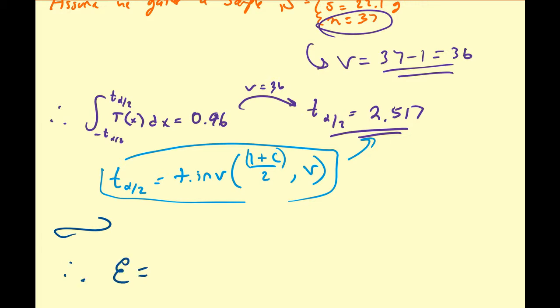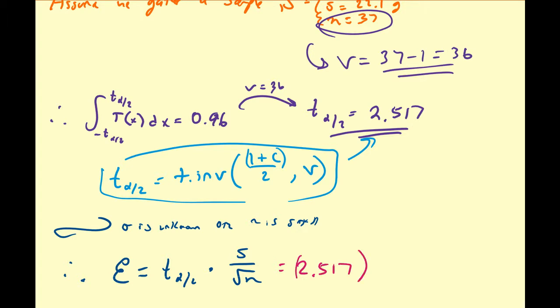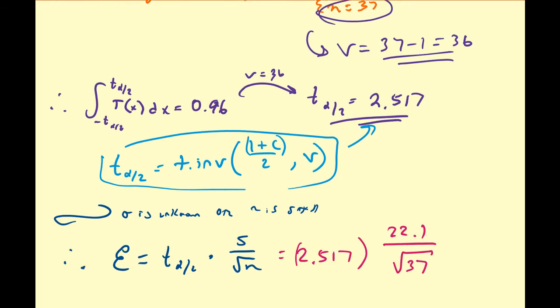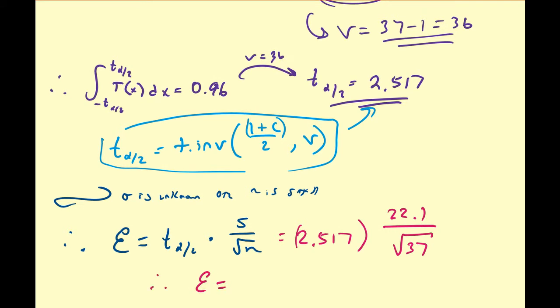So our marginal error, if sigma is unknown or n is small, is going to be equal to t alpha over 2 times the standard deviation of the sample divided by the square root of n. So with all of our data that we've collected, this is going to be 2.517 times the standard deviation of our sample, which was collected to be 22.1, over the square root of the sample size. And one can find that this marginal error is about equal to 9.14. Approximately.